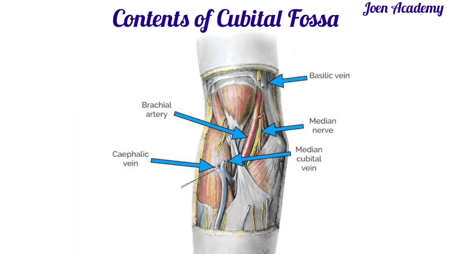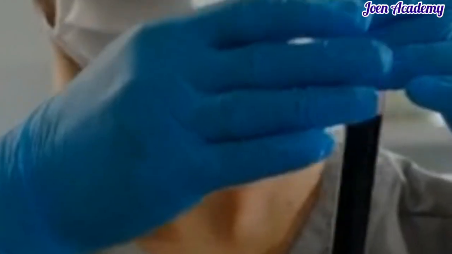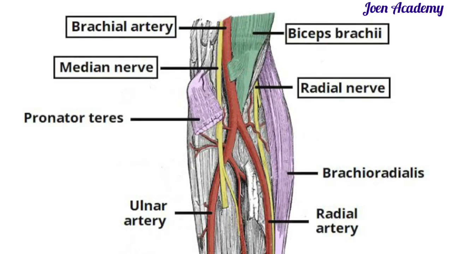Importantly, the roof of the cubital fossa also contains several superficial veins, one of which is the median cubital vein. The median cubital vein connects the basilic and the cephalic veins and can be accessed easily. Like we stated in the prelude of this video, the median cubital vein is the common site for blood collection used for clinical diagnosis.